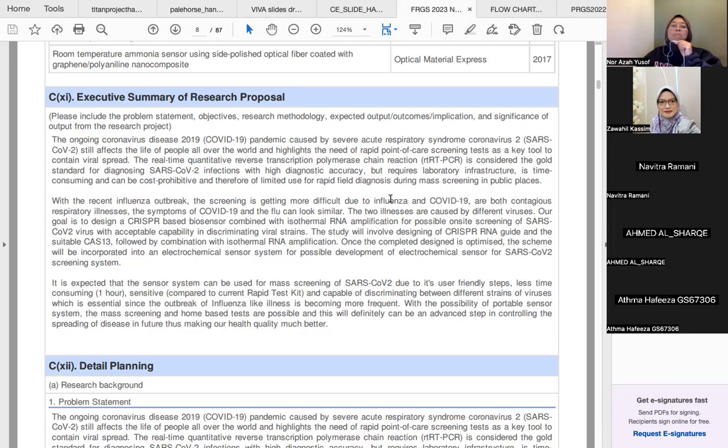So this is the significance output. By doing mass screening and on-site testing, you can control the spreading of the disease in future, and so on. So you can see that I have covered, hopefully from your view, the problem statement, the objective, the approach, which is the research methodology, and the expected outcome.